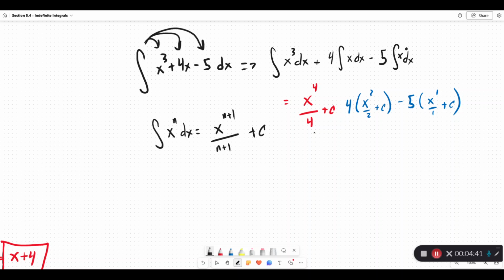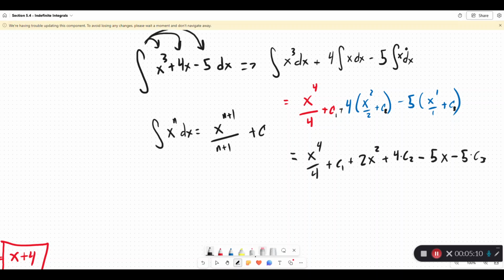But keep in mind, this is a constant, this is a constant, and this is a constant, all 3 different constants. If we do some sort of expanding out real quick, you'll see this is x to the 4 over 4 plus c1 plus 4 times x squared over 2 is going to be 2x squared plus 4 times c2 minus 5x minus 5 times c3.